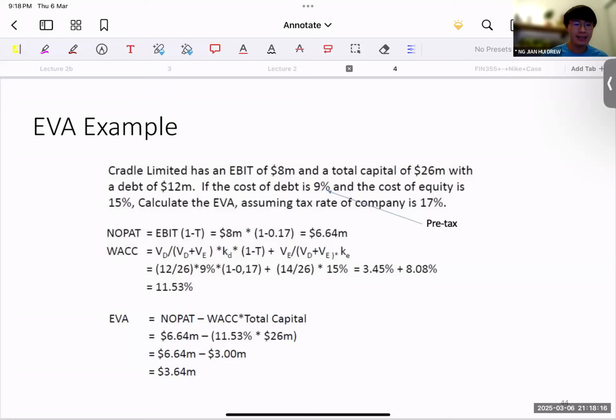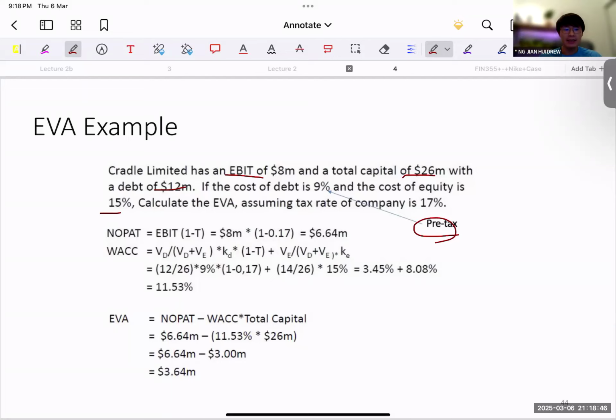Okay. So let's just look at the last two examples of EVA. We are given this company has an EBIT of 8 million, total capital of 26, with debt of 12. Cost of debt is 9, this is the pre-tax cost of debt. Cost of equity is 15. Calculate the EVA, assuming the tax rate is 70%.